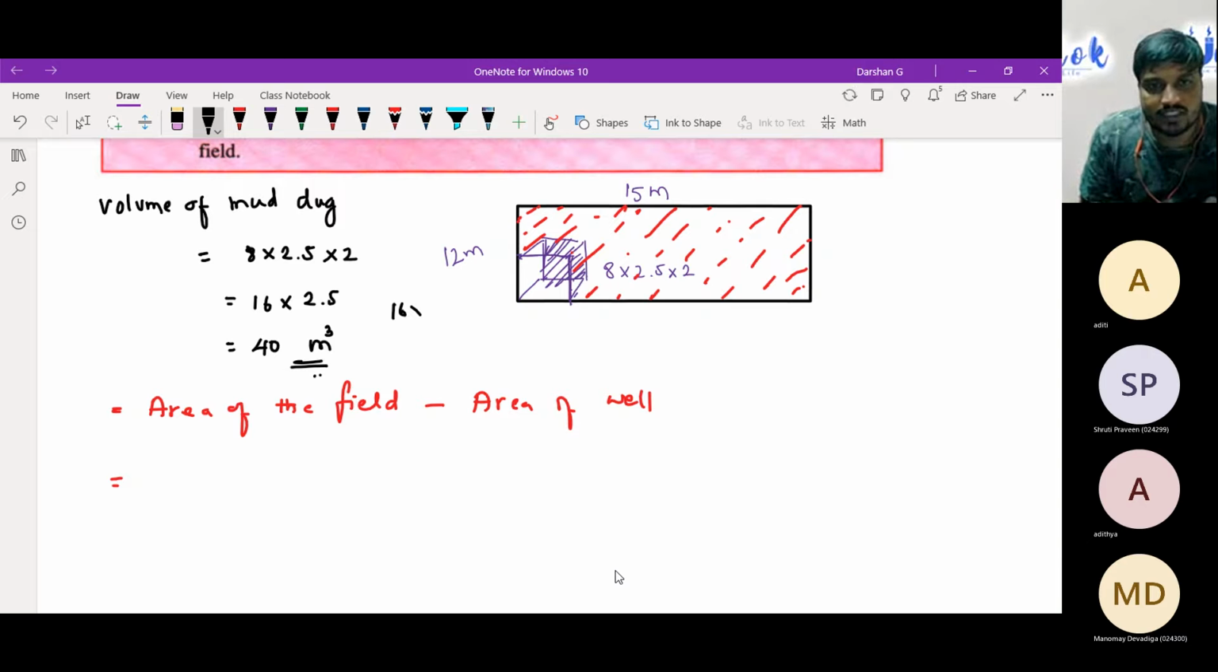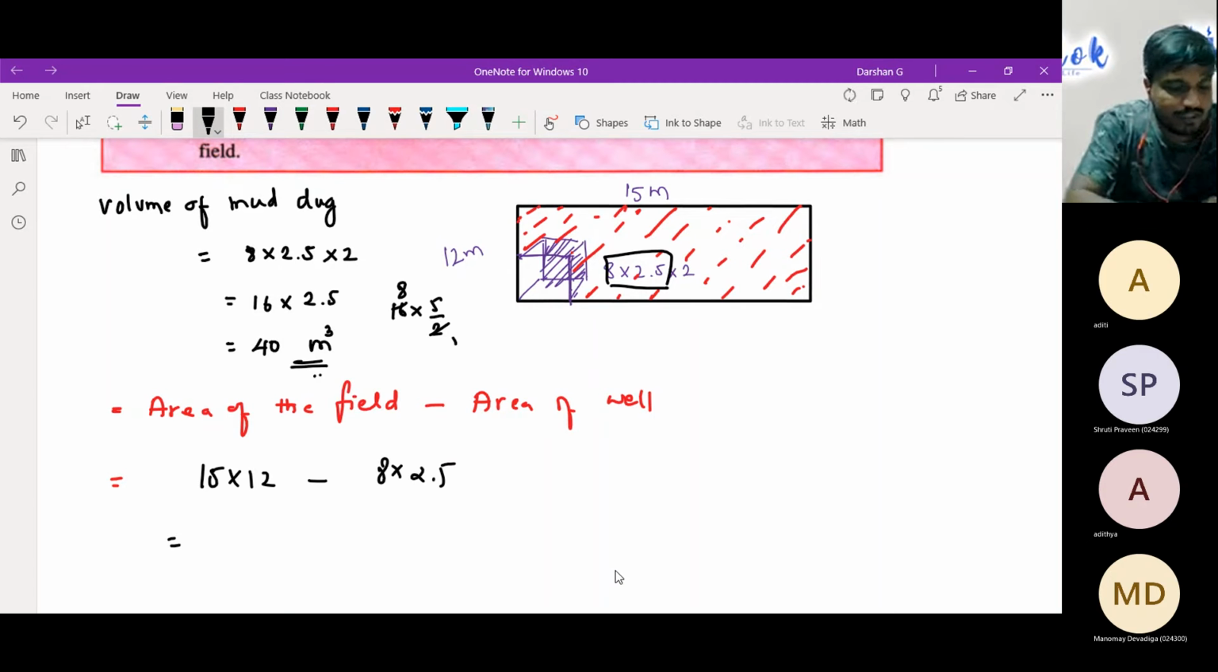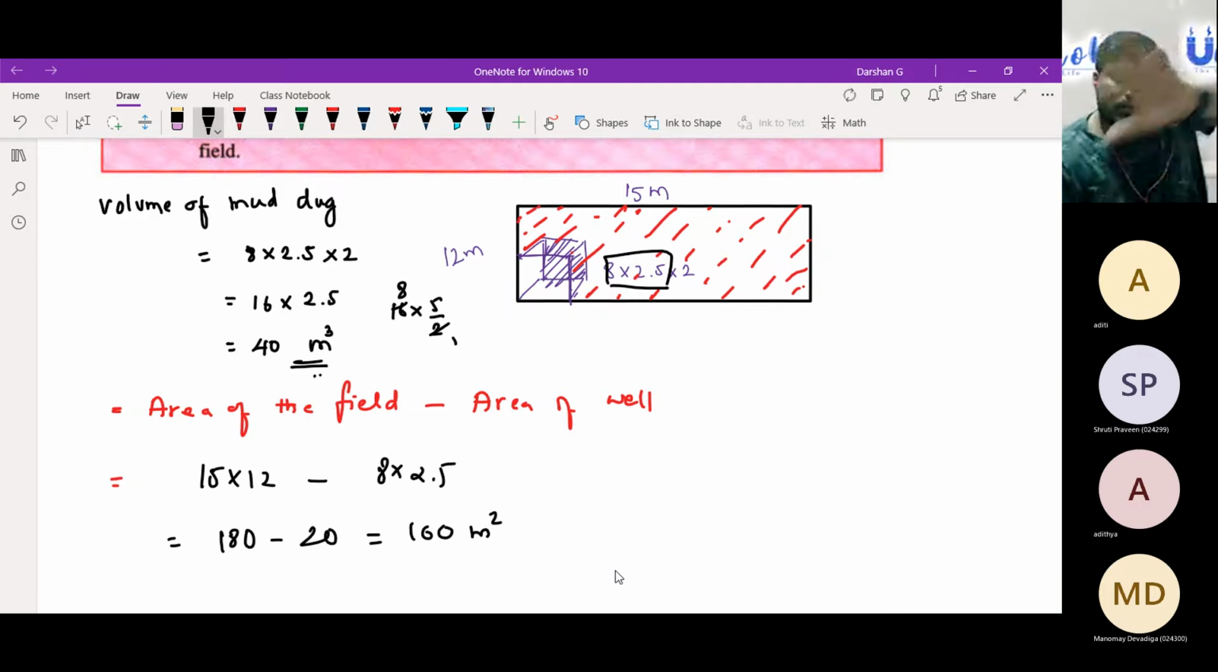So how did we do this? 16 into 5 by 2. So 2 ones are 2, 8 fours are 8, 8 fives are 40. Yes, correct. So what is the area of the field? Area of the field is 15 times 12. What is 15 into 12? Anybody? 180. Negative. We have to calculate only 8 into 2.5. Answer is 20. That would come up to 160 meter square. Meaning the area without the well is 160 meter square.